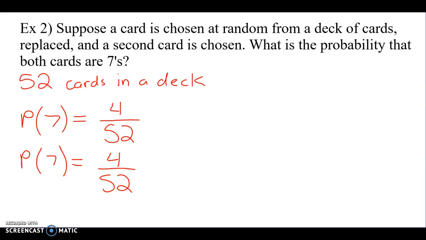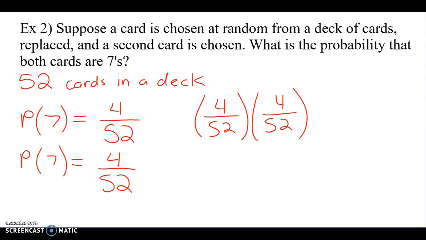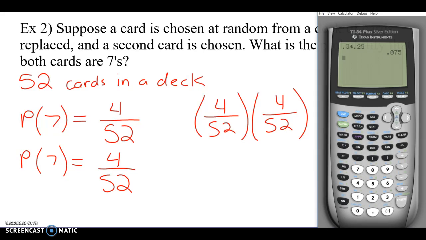4 out of 52 again, right? So we have to take the probability of both and multiply them times each other. So in your calculator, do 4 over 52 times 4 over 52. How do you put a fraction in your calculator? Alpha y equals 4. You could also do 4 over 52 squared, right? Because it's 4 over 52 times itself again. And you should get 1 over 169. Now, if it asks you to write your answer as a fraction, that's good.